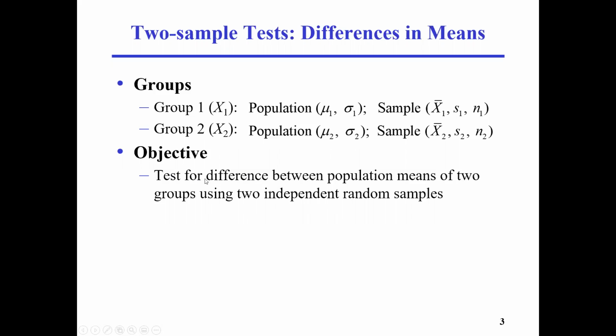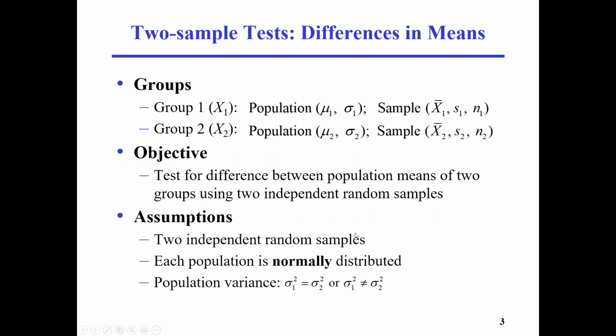It's a test for the difference between population means of two groups using two independent random samples, which means that these two random samples drawn from the two groups should be independent from each other. When you created them, the method should be independent for each one of them, which means that they did not affect each other when observations were drawn, when samples were formed.